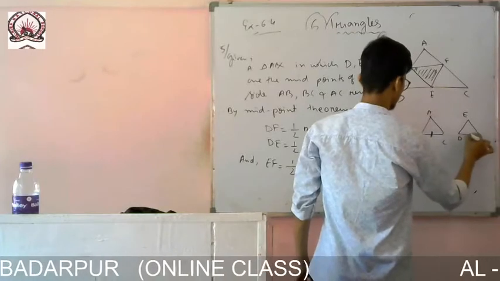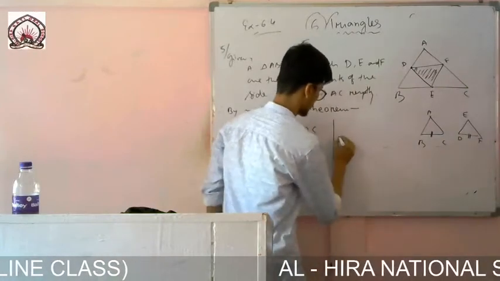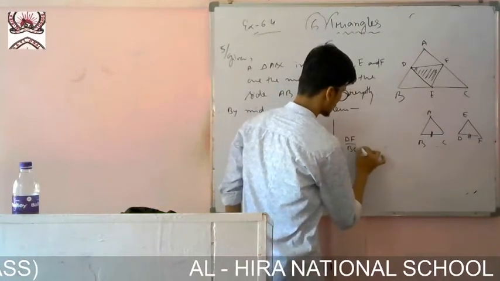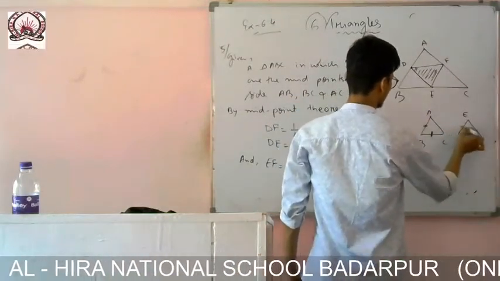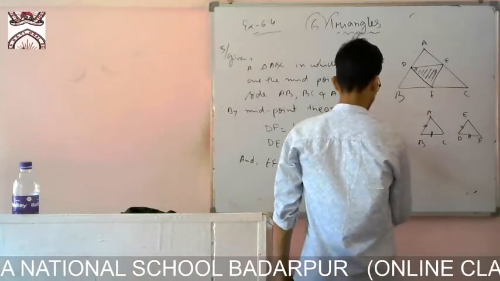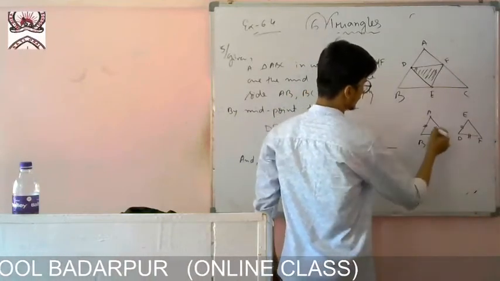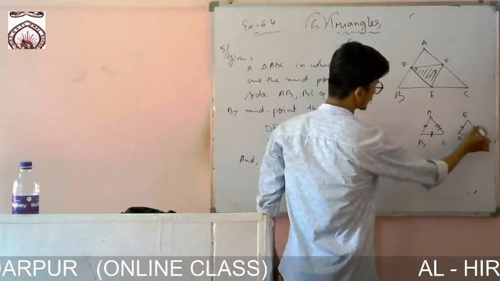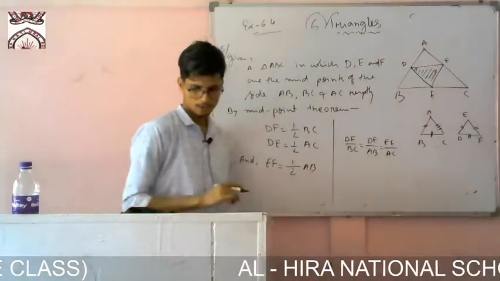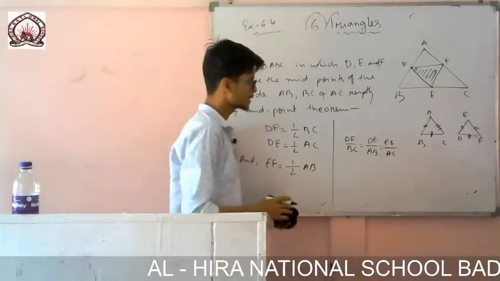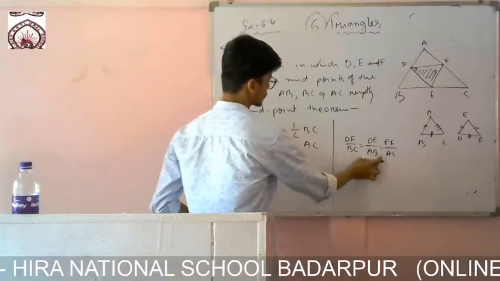So DF by BC, which is equal to DE by AB, which is equal to the last one, EF by AC. If I go on solving them, what is the answer coming for each and every one? BC I can write as half DF, and this one also I can write as half DF.